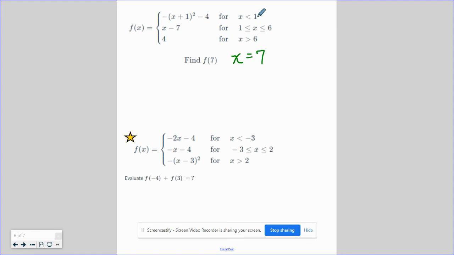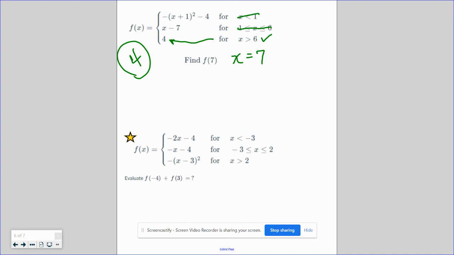So is 7 less than 1? No, so that's no good. Does 7 fall between 1 and 6? No, so that's no good. Is 7 greater than 6? Yes. So then you're going to look over here to see if there's a function. It says that when x is greater than 6, our output will be 4. There's no x attached to that, so the answer is just that, 4. And you're done. It's a gift. You just got to make sure you pick the right domain.